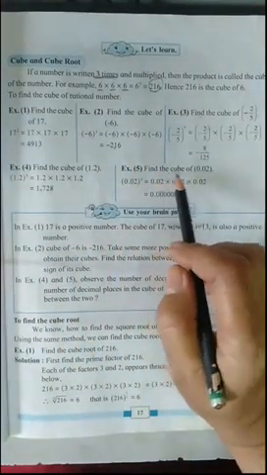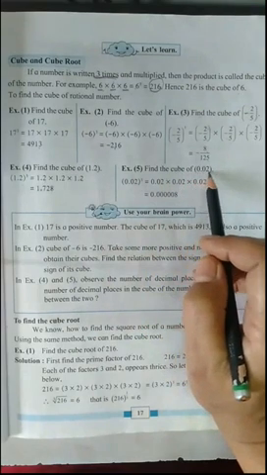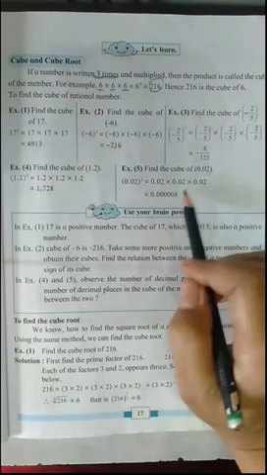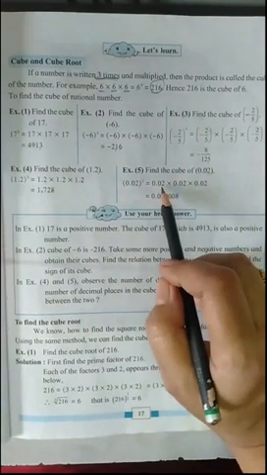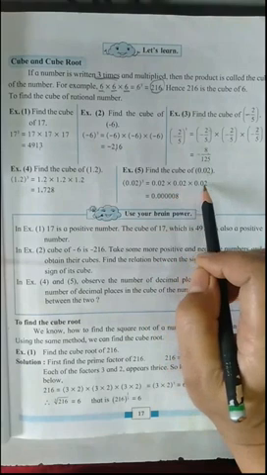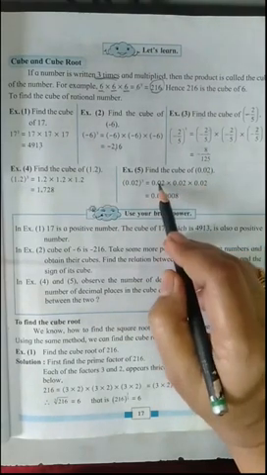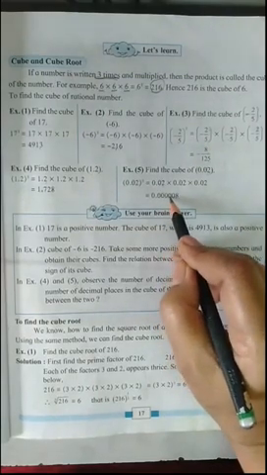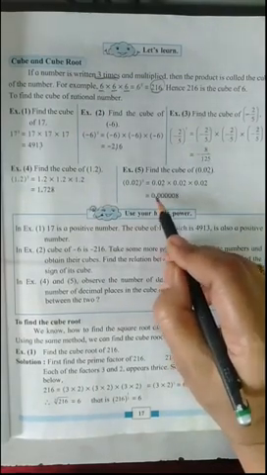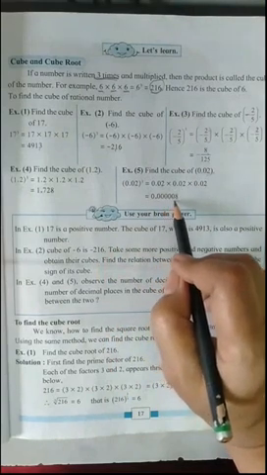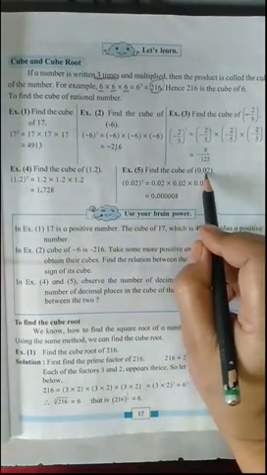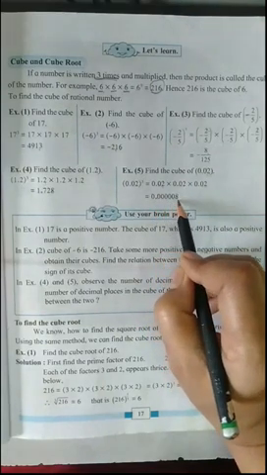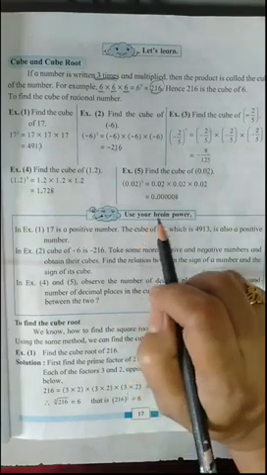Next example, find the cube of 0.02. We know that the cube of 2 is 8. 2 2s are 4, 2 4s are 8. And now count the decimal digits here: 1, 2, 3, 4, 5, 6, and give the decimal point. This is nothing but the cube of 0.02. And how to read that? 0.000008, 5 times 0, then 8. Understood?